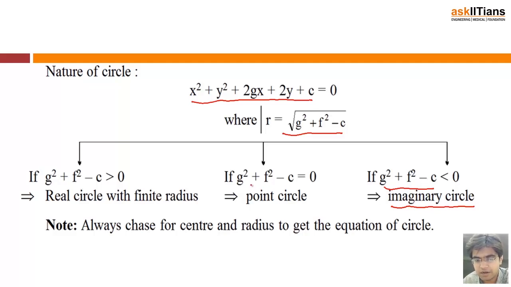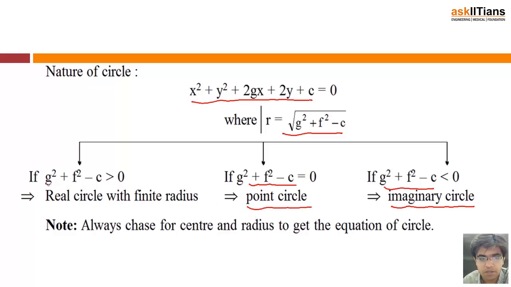Similarly, if we move to the second condition, when g square plus f square minus c is 0, that means there is no distance. Your r is 0. If there is no distance, that means the only point that is going to satisfy the condition is that point itself, because the distance between 2 points has to be 0. So both the points have to overlap. That means a point circle.